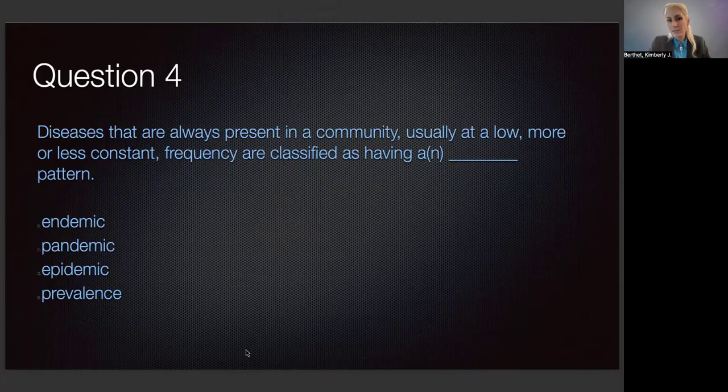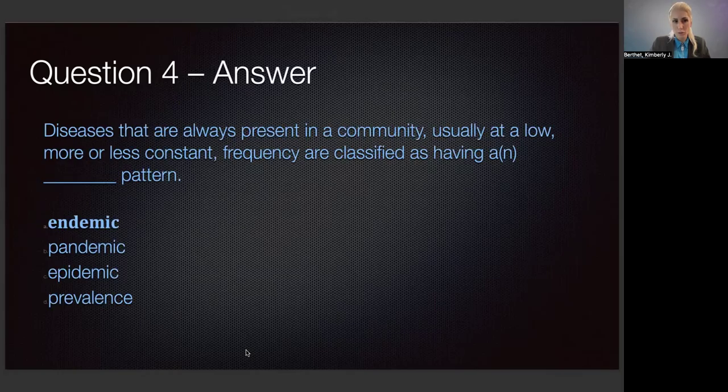Okay, question number 4. Diseases that are always present in a community, usually at a low, more or less constant frequency, are classified as having a blank pattern. Go ahead and pause here to address the answers. We have endemic, pandemic, epidemic, and prevalence. Moving on to the answer for question 4: diseases that are always present in a community, usually at a low, more or less constant frequency, are classified as an endemic pattern.